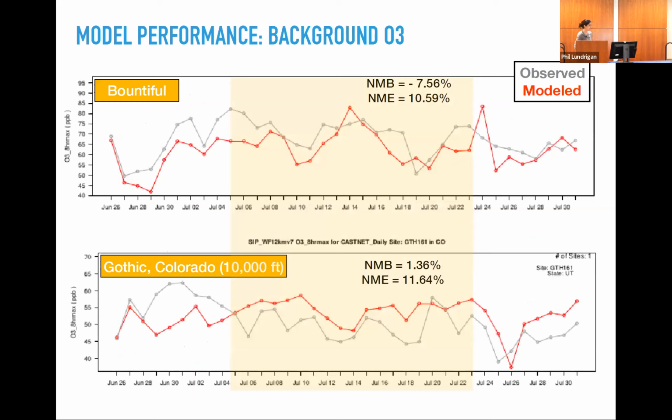So we further looked into that. Following Rambo's approach, we looked at the temporal variation in maximum daily 8-hour average ozone at a site in Colorado, which is a high altitude site that is constantly measuring free tropospheric air. So measurements at this site are a good representation of background emissions.